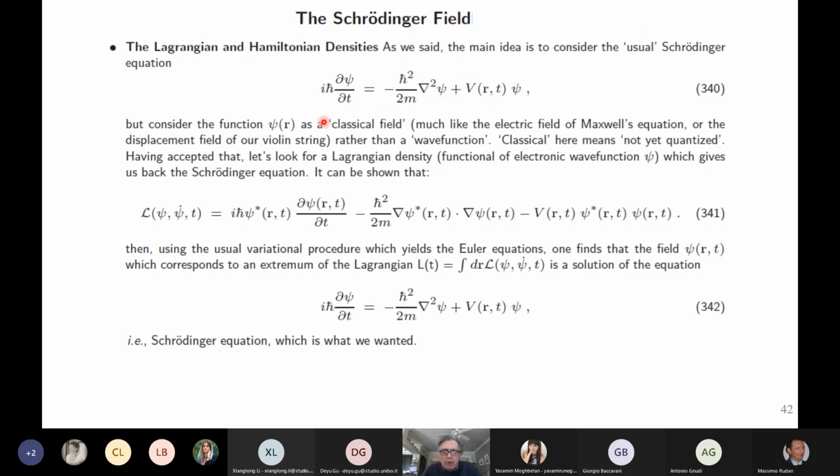The word classical, I put it here in quotes because there is an H-bar floating around. So how can I associate Planck constant with something classical? But let's change this perspective again. Let's view this psi as a field, much as we consider phi and big A as the field of the potentials associated with an electromagnetic field, or E and B as the electric and magnetic field. We view it as a classical field. So we view this equation as classical.